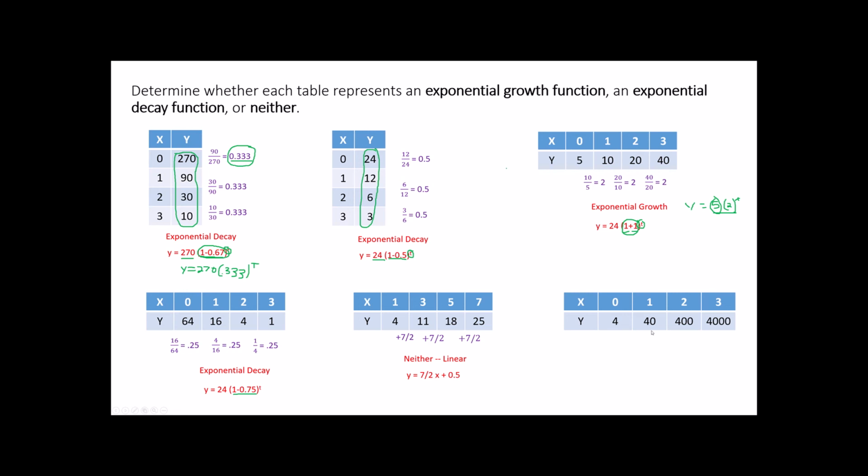Notice that this one has a factor of 10 every time. That does make it exponential growth. And y equals, starting at 4, I have 100% plus 900%. 1 plus 9 makes that 10 to the t power.